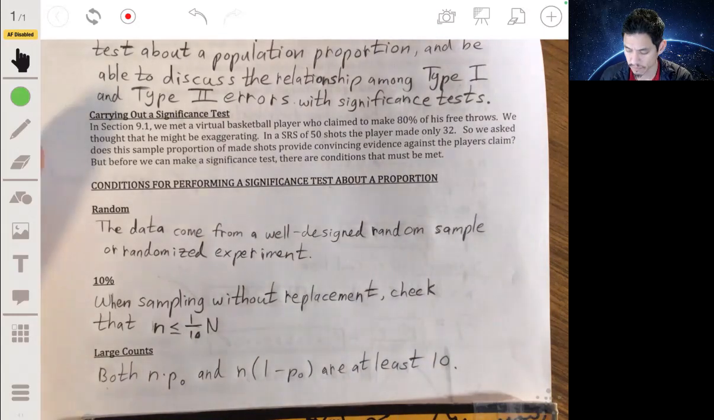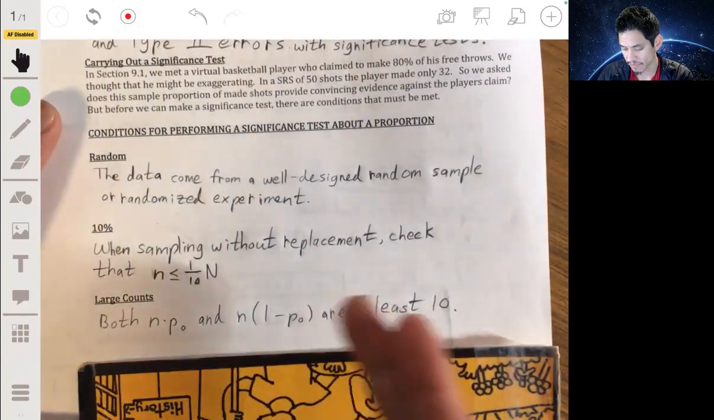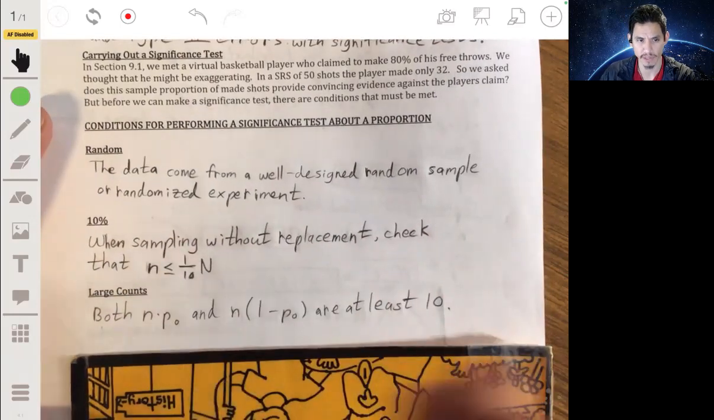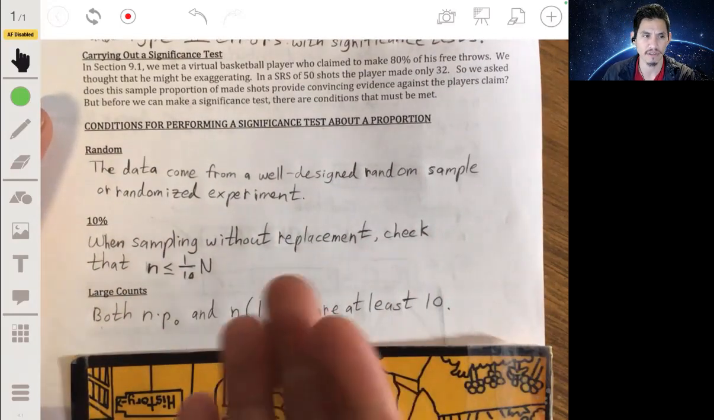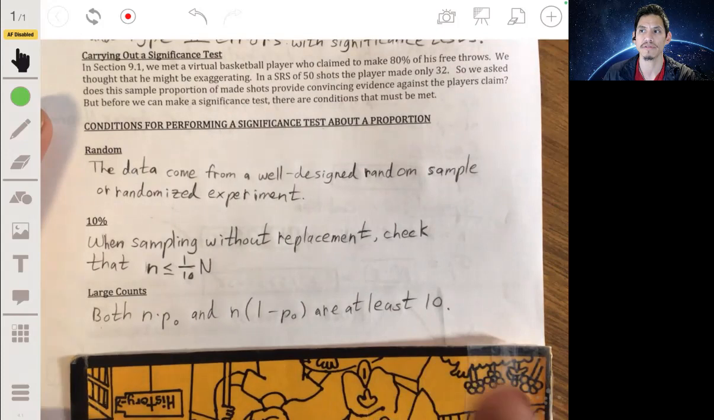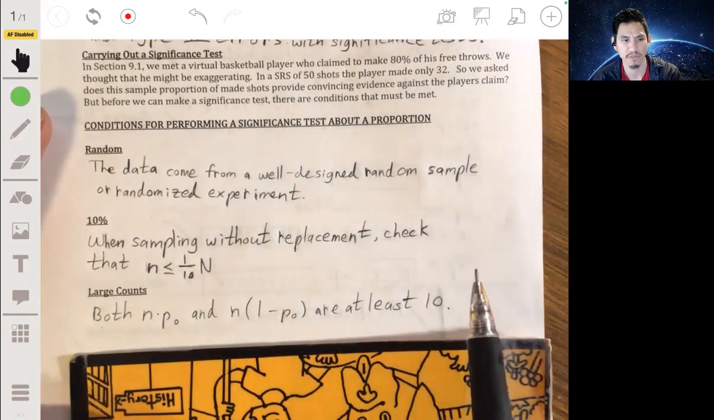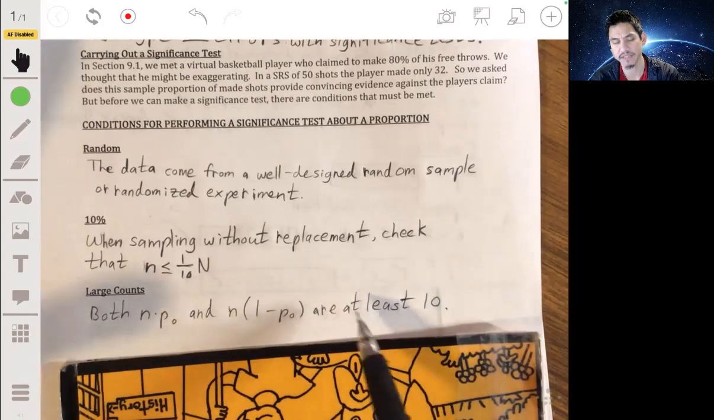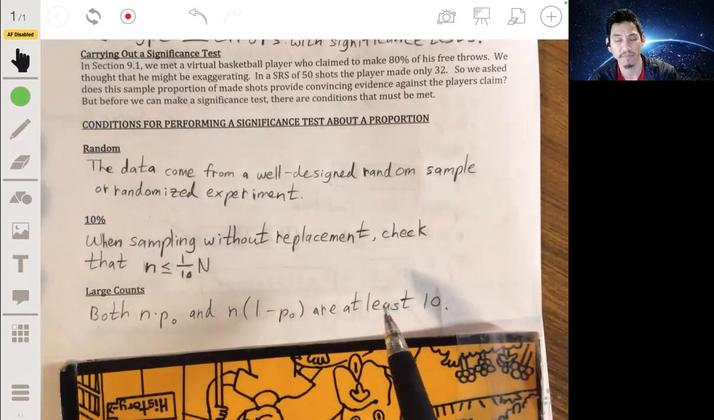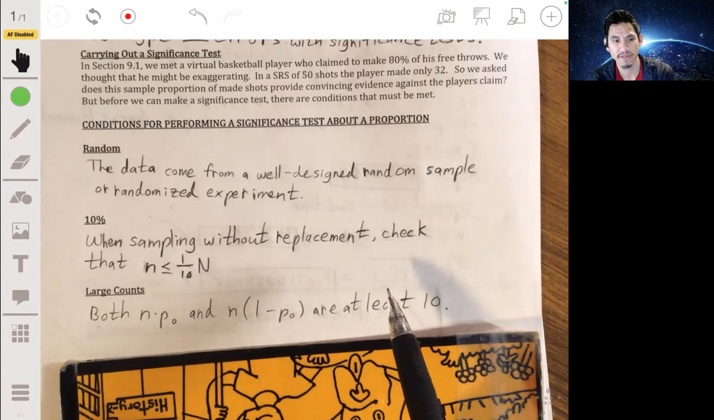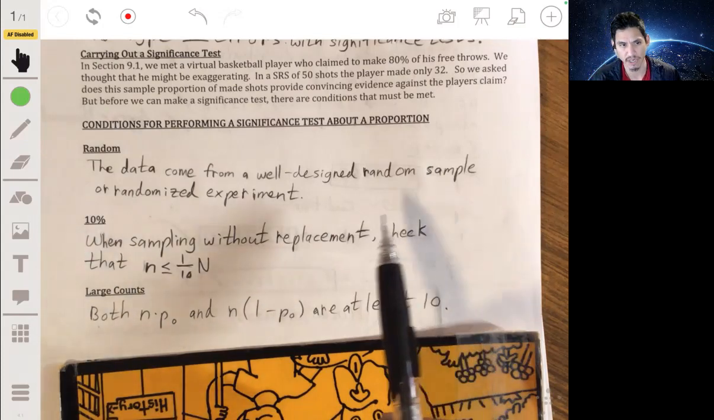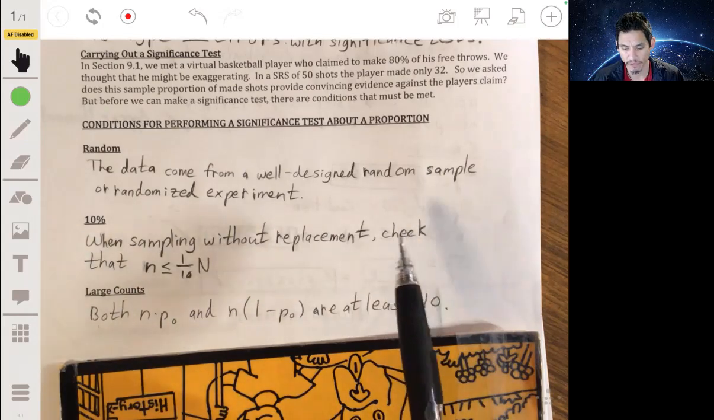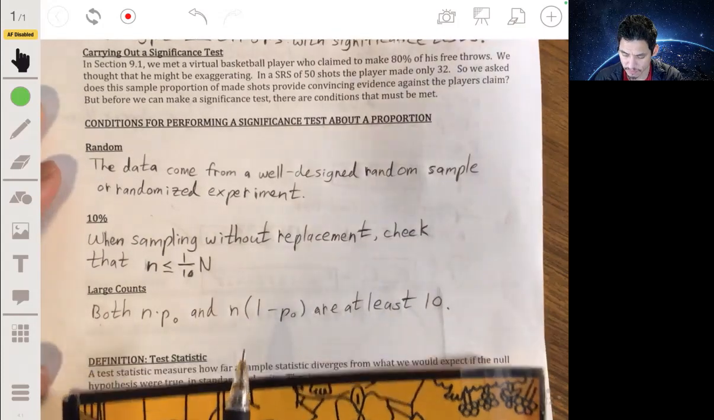Now, again, I'll be talking more about this when we get deeper into it. But remember, these are to make sure that we can use calculations based on normal distribution. This is basically to make sure that we can use the formula for standard deviation, that it's going to be accurate, and that this is approximately normal from the 10% condition.